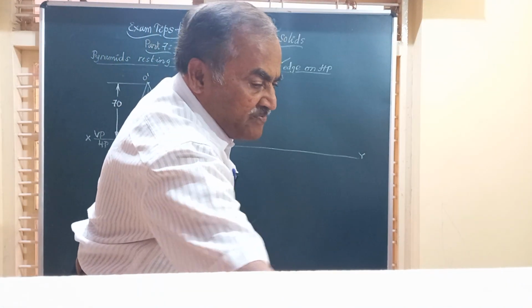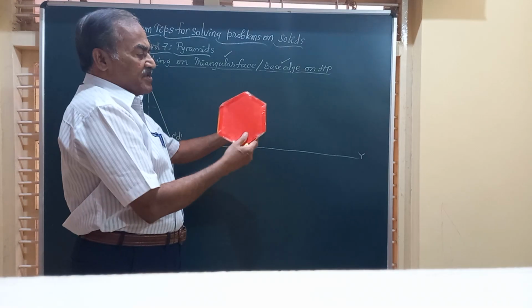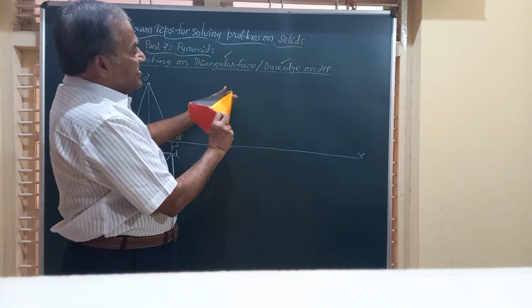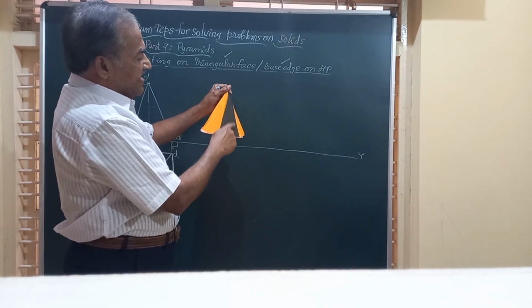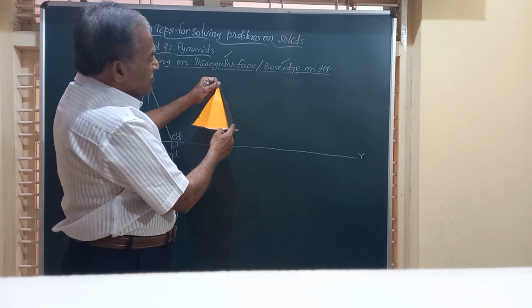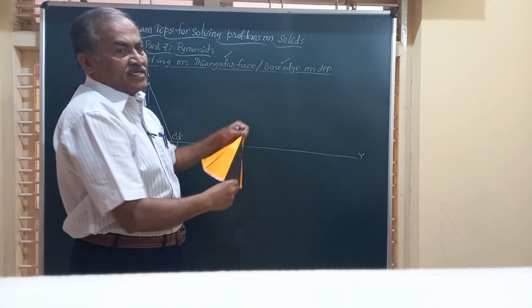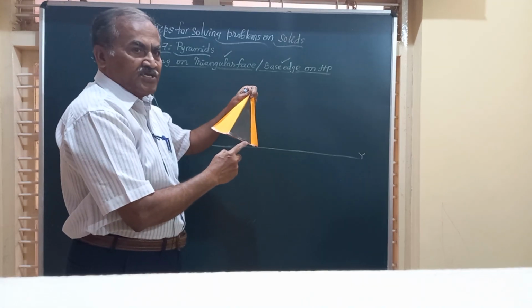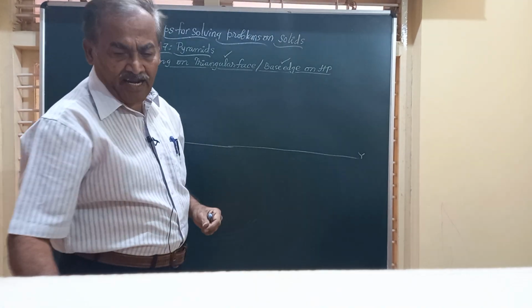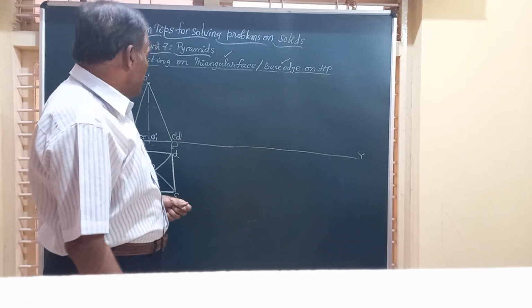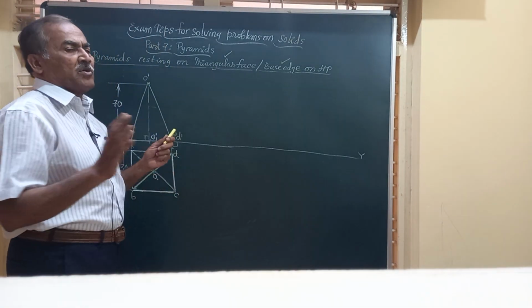Likewise, friends, if it is a hexagonal pyramid, one of the edges, say this edge, should come to your right side, so that when you rotate the object about that edge on HP, it will rest on the triangular face on HP. Friends, this is the front view and top view you have got.